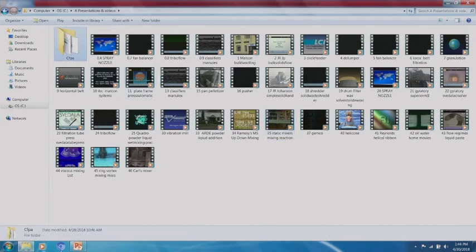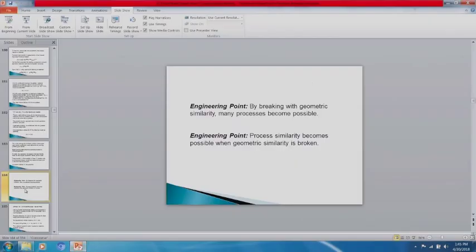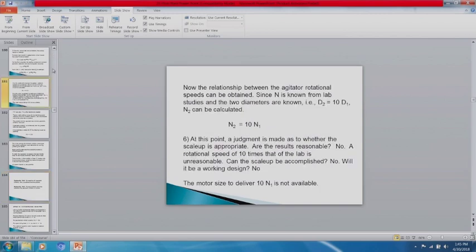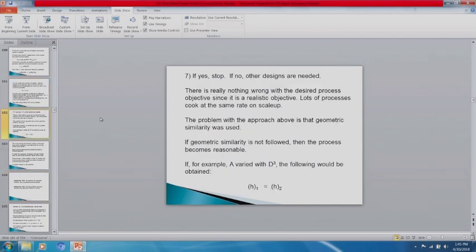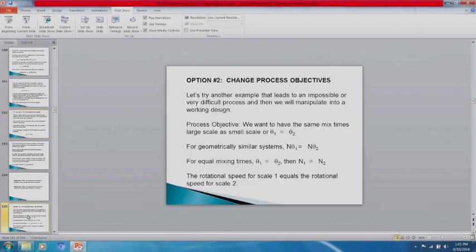So let's go back here. Let's go back down here. Okay. That was an example of area varying as diameter cubed. Of course, you've got a serious cleaning issue with all that heat transfer surface. So option one was to change the process geometry you're using. You went from something that was geometrically similar, you broke the geometry, you broke the similarity, and now you can successfully do the scale up.